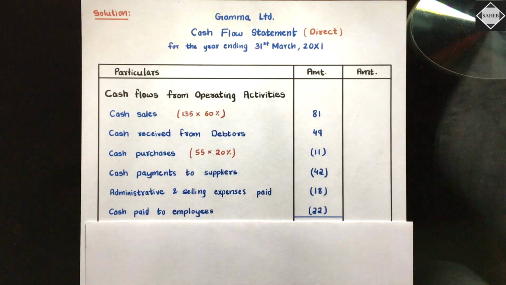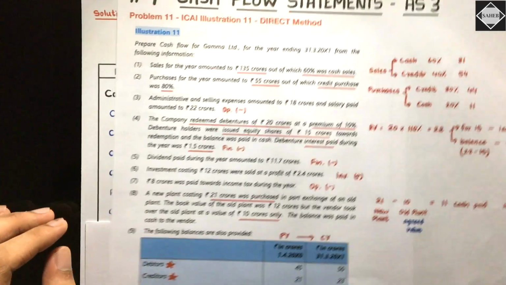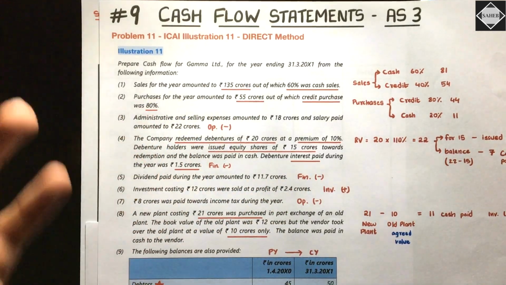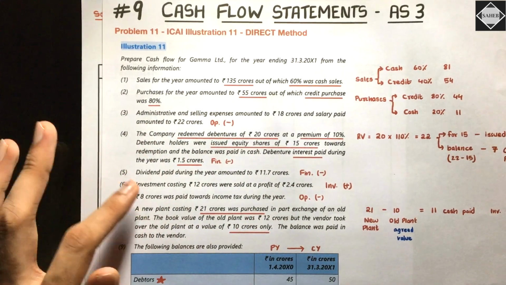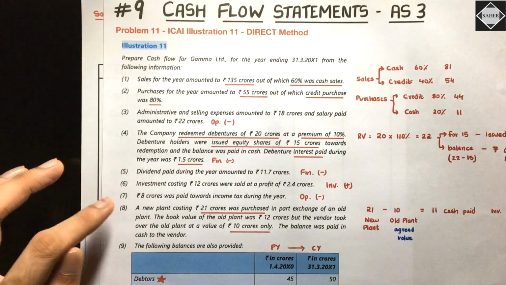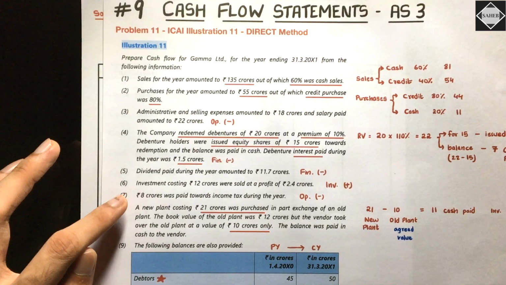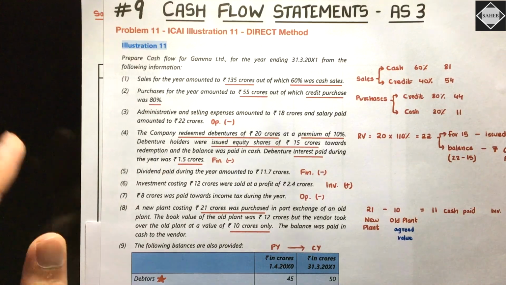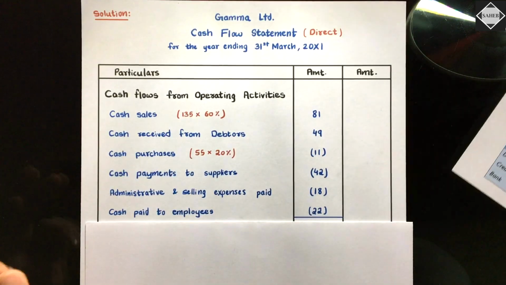After this, do you have anything that is related with operations? Any cash flow? Let's check in the question. Next we have redemption of debentures, interest paid, that's financing. Dividend paid, financing. Investment, that is investing. Then we have income tax, that will come over here. And then we have the plant, investing. So we have only tax paid now.